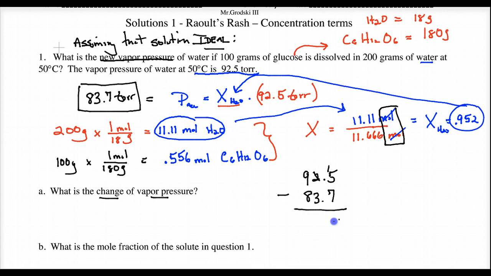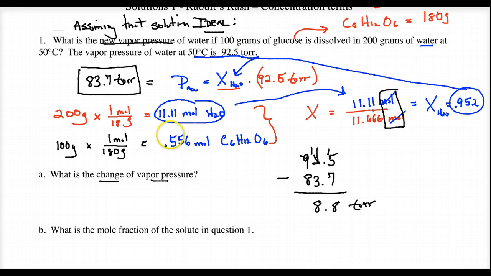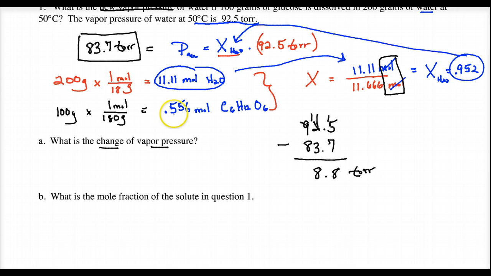Okay, I think we can handle this math. Maybe I can handle this math. So I get 8.8 torr is my change. What is the mole fraction of the solute? Now you could go through the math and say, okay, add these together for the total and put 0.556 on top. Or if you notice, these mole fractions have to be part of a fraction of 1. So all I have to do to find the mole fraction for the solute, I could do the math again, I could do 0.556 over 11.66, or I can just say, hey, 1 minus 0.952. Right? The difference from 1, which would be the perfect mole fraction, is 0.048, and we write it like this: x of the glucose is equal to 0.048. No units.